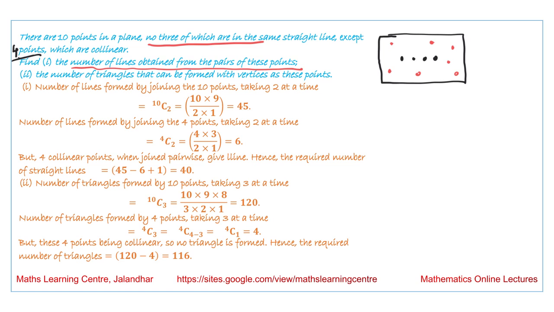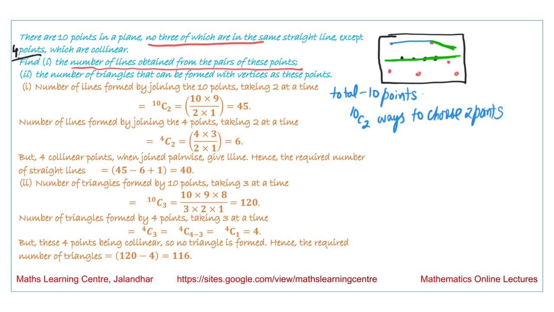So if we want to draw a line by choosing the points, we have to choose 2 points. There are a total of 10 points, and there are 10C2 ways to choose 2 points out of these. Suppose we have chosen these 2 points, we can draw a straight line here. Suppose we have chosen these 2 points, we can draw a straight line here. If we have chosen these 4 points, we can draw a straight line.